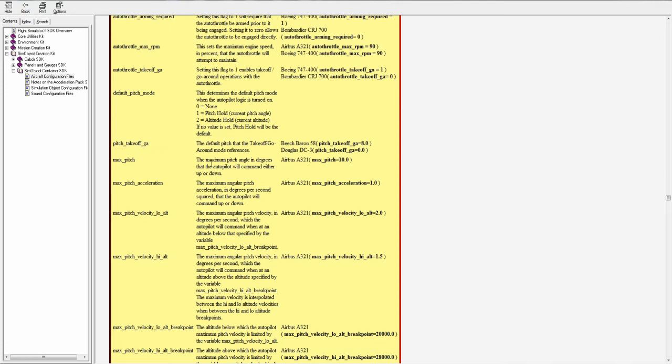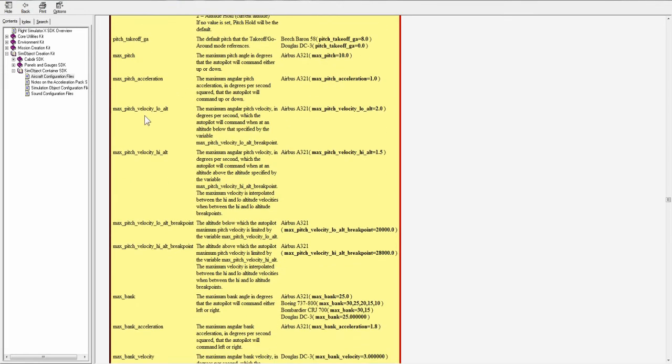Max pitch is the maximum pitch that the autopilot will use. It won't go above this. Max pitch acceleration is the maximum angular pitch acceleration in degrees per second squared that the autopilot will command up or down. Max pitch velocity low altitude is the maximum angular pitch velocity in degrees per second which the autopilot will command when at an altitude below that specified in the variable.